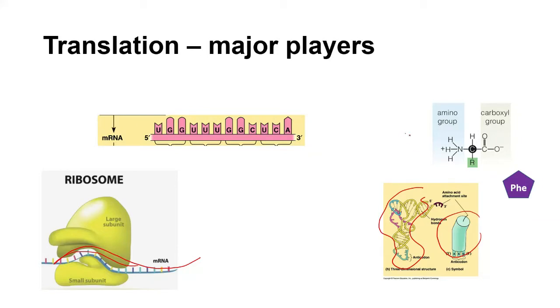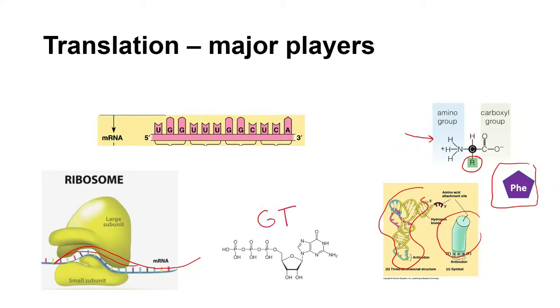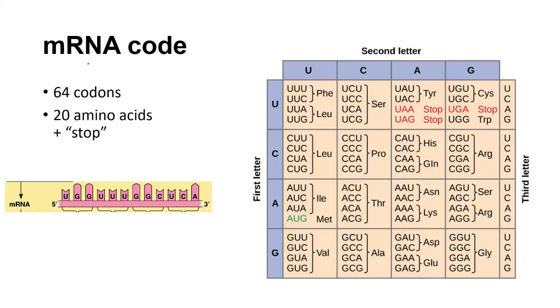So remember, amino acids have this common structure. They vary based on their R group. And we'll usually just symbolize those with these little shapes. And then we also have GTP, cousin of ATP, which is going to provide the energy to string these amino acids together. Well, RNA is the star of the show here, so let's get to know messenger RNA a little bit better, and then tRNA.